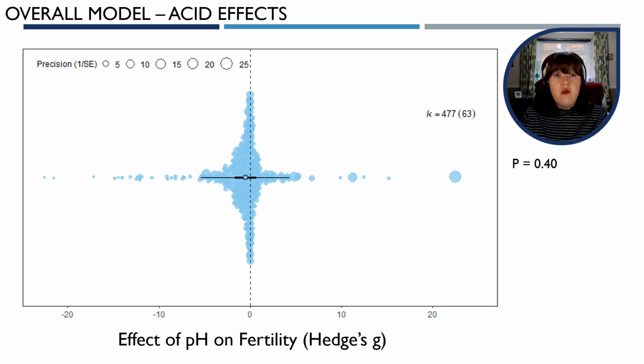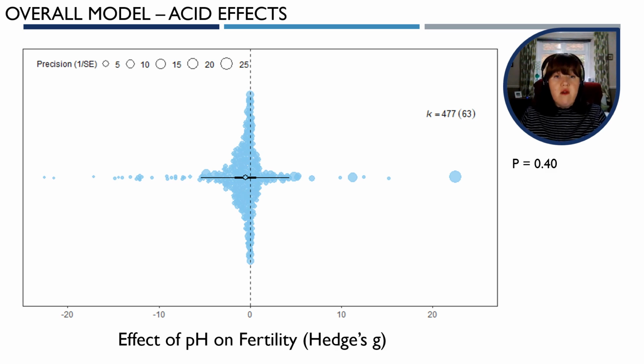This is the overall model for the effects of acidifying changes in pH. The x-axis shows the magnitude of the effect size for each point, and the size of each point shows a measure of the standard error. A negative effect size means that the fertility trait is being affected negatively by acidification, so gamete number is reduced, fertilization success is reduced, whereas a positive effect size means that the fertility traits are positively affected by acidification, so increases in gamete number and hatchling success, for example.